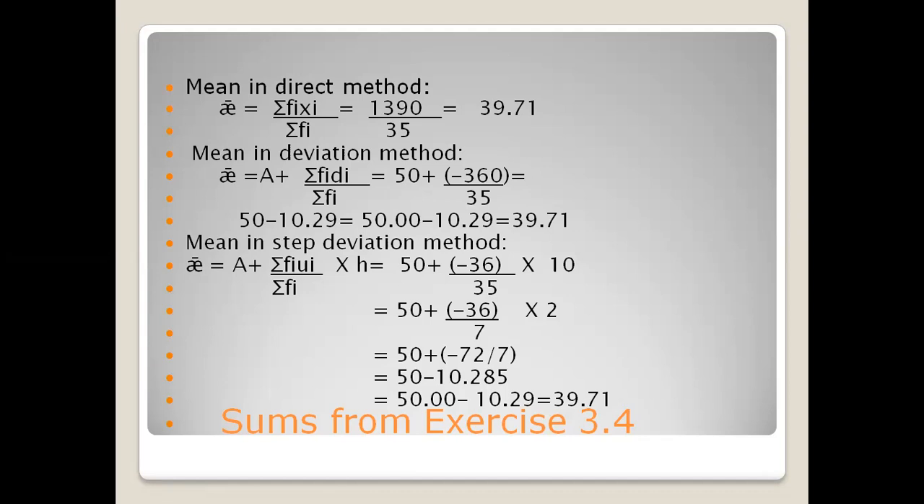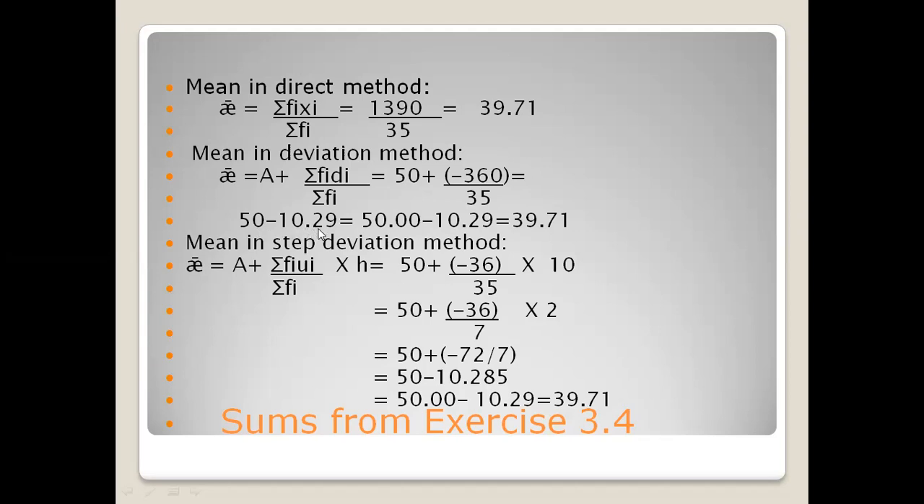Now, the second one is mean in deviation method. The formula is x bar is equal to a plus sigma fi di by sigma fi, that is equal to 50 plus sigma fi di value, minus 360 by 35, that is equal to 50 minus 360 by 35. The value is 10.29. Divide it and write it 10.29.